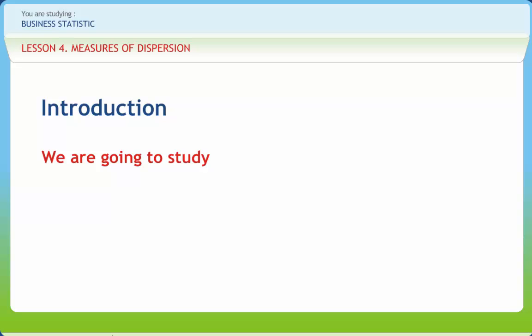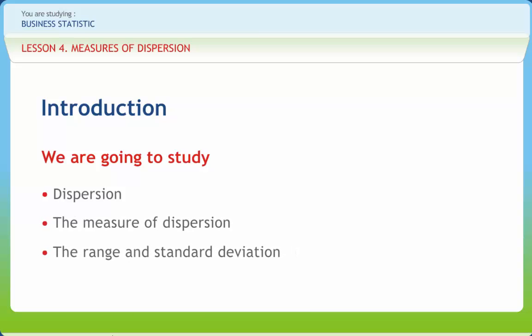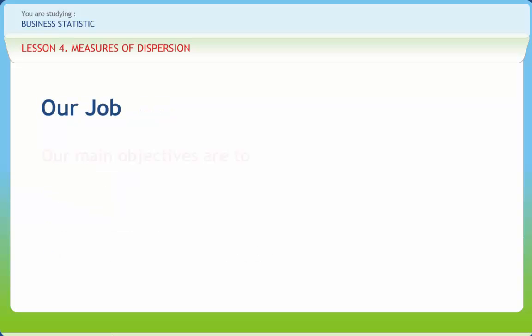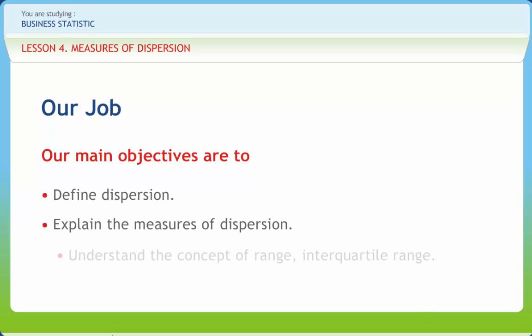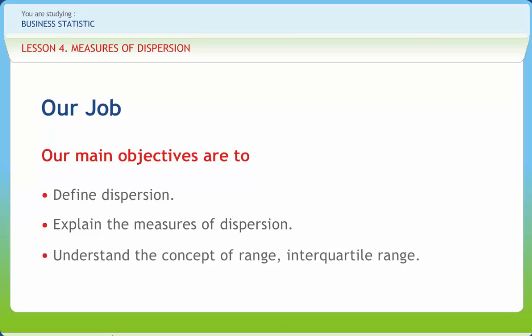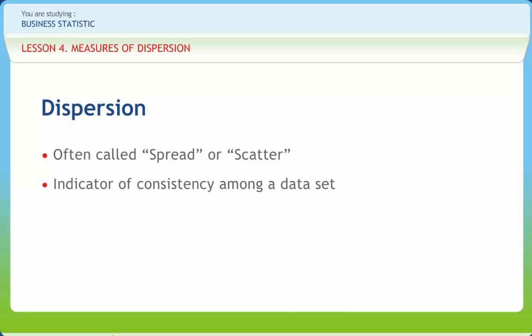In this lesson, we will discuss dispersion and measures of dispersion, also range and standard deviation. After going through this presentation, you should be able to define dispersion, explain the measures of dispersion, and understand the concept of range, interquartile range, and explain the term standard deviation. The concept of dispersion is related to the extent of scatter or variability in observations. Dispersion is a synonym for variability and it indicates how close data are clustered about a measure of central tendency.